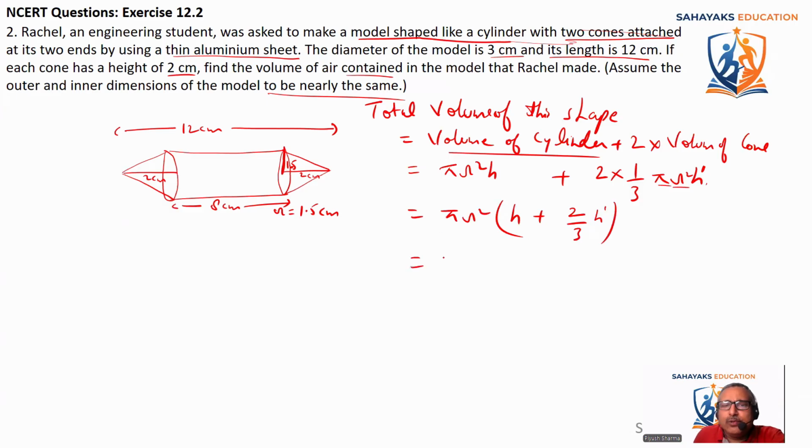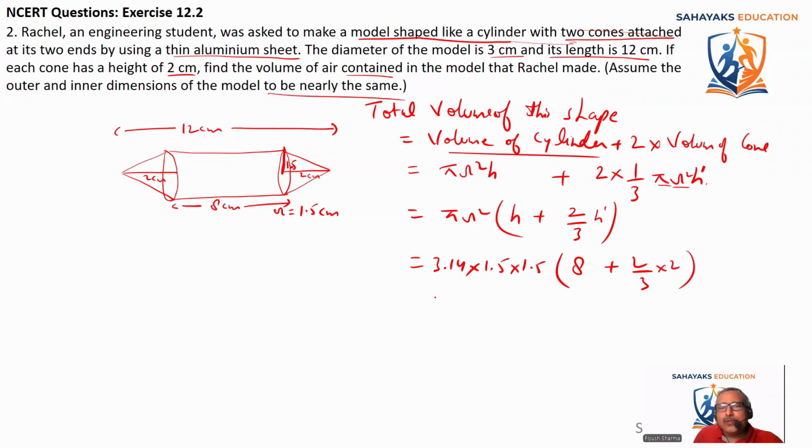Now let's put the values. Pi, we'll take it as 22 by 7. Will it make any difference? Or we should take 3.14. Okay. Radius is same. It is 1.5 centimeters. So it's 1.5 into 1.5. Now pi r square h. This is the height of the cylinder, that is 8 centimeters, plus 2 by 3 into the height of the cone, that is 2 centimeter.